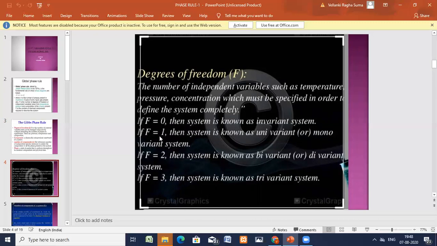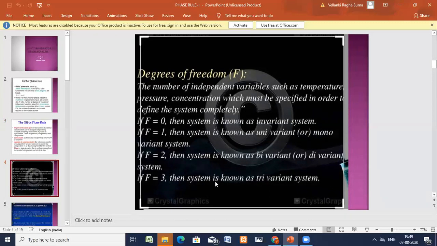F is equal to 1, degrees of freedom is 1, then the system is univariant or monovariant. If F is 2, then the system is known as bivariant or divariant system. If F is 3, then the system is known as trivariant system.